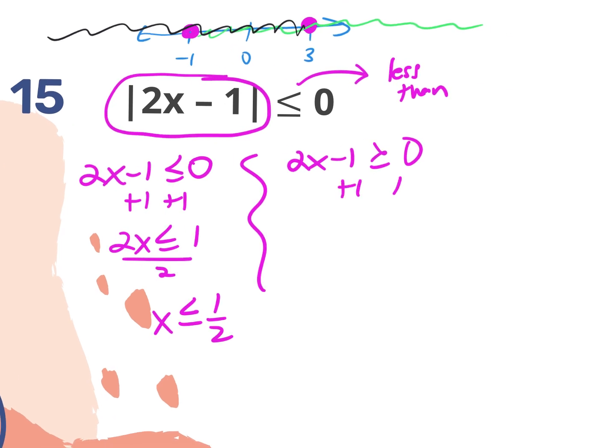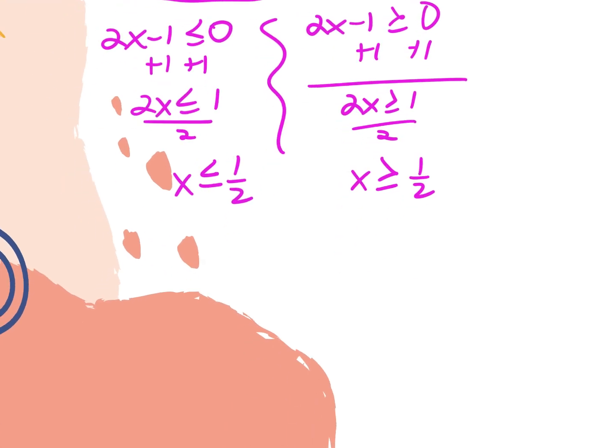Again, we're going to add 1 to both sides. 2x is greater than or equal to 1, divide by 2. X is greater than or equal to 1/2. So if we're going to graph this, remember, and means where they intersect. So here is 0. Here's 1/2. What kind of a dot do we have at 1/2? Well, it's going to be closed because it's or equal to, it's included.